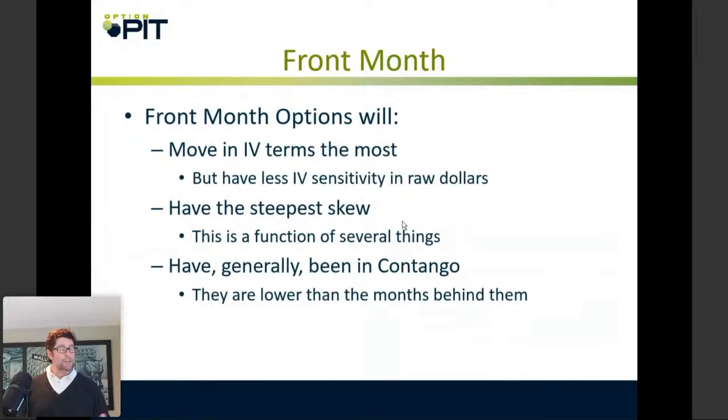They're going to have the steepest skew, and that is a function of several things, mostly because implied volatility per dollar is relatively small in short-term options. And again, they're generally in contango, like I showed you, because the market is looking for less movement in the short term unless things change.